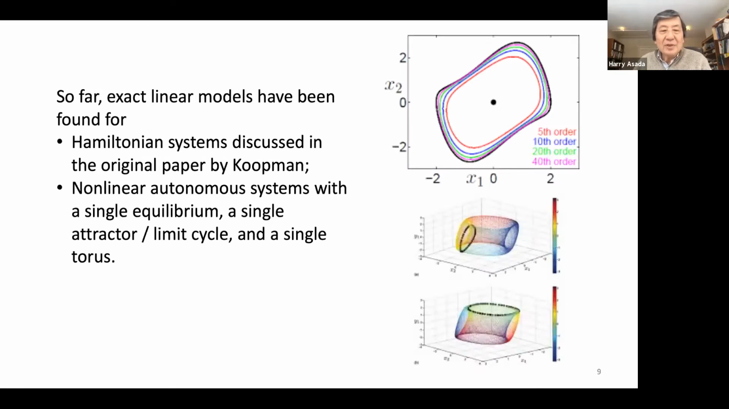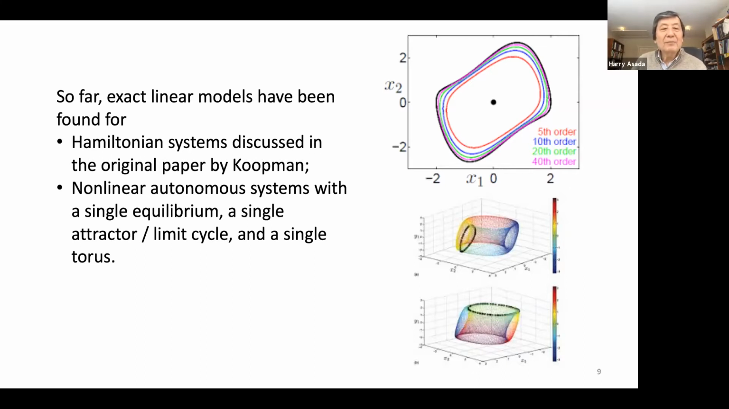So far, exact linear models have been found for some class of systems already. One is obviously the original Koopman's work that was applied to Hamiltonian systems. These systems are represented in terms of the positions and the momentum. If the system has that particular structure, he found exact linear models for that. And then later, people worked on that quite extensively. And nonlinear autonomous systems having a single equilibrium, a single attractor, a limit cycle, or a single torus are known to be representable exactly with linear expressions.